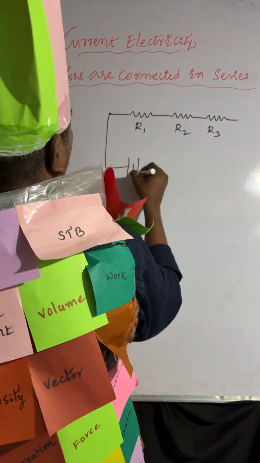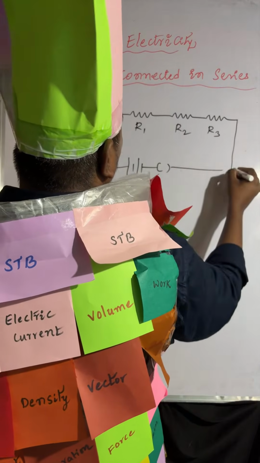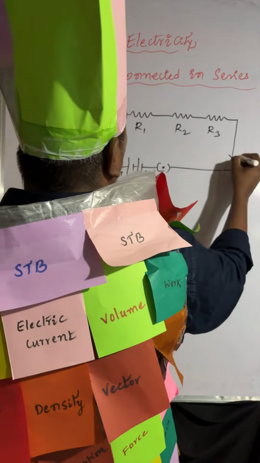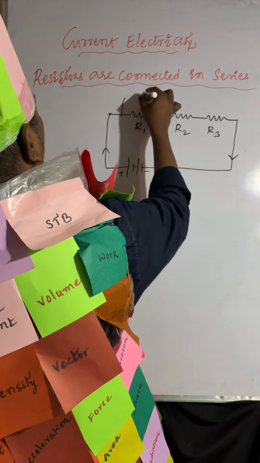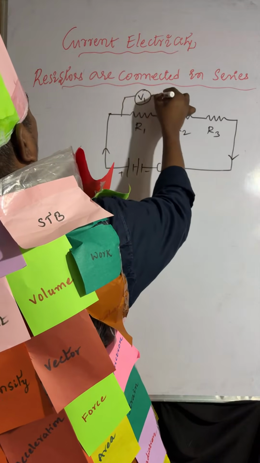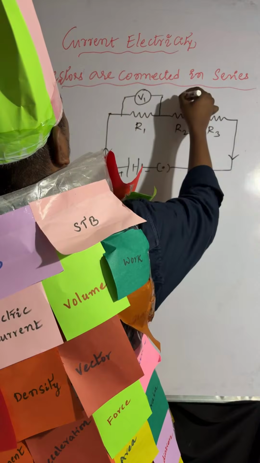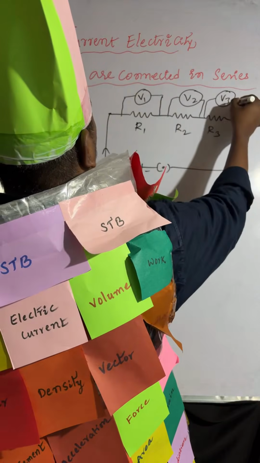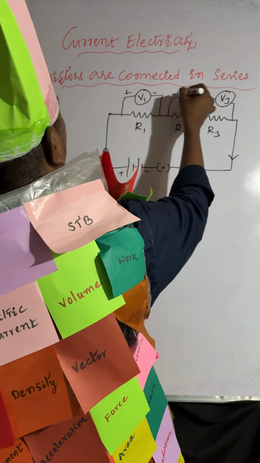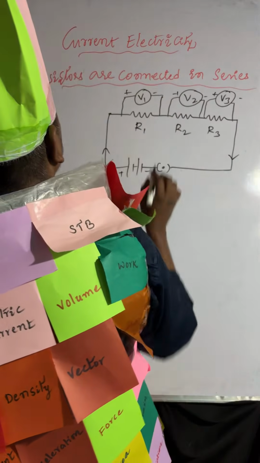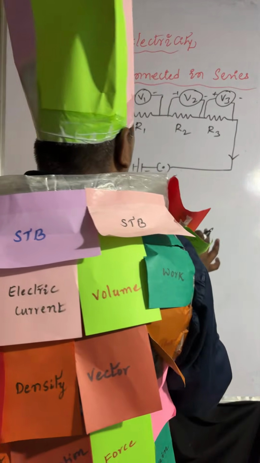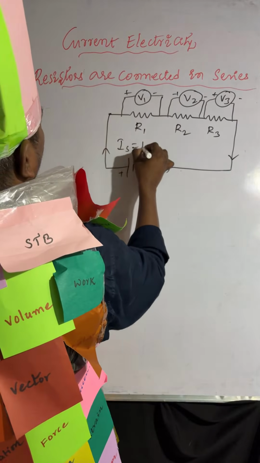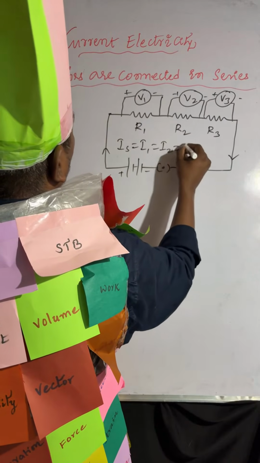Now that is connected to the battery. So positive terminal, negative terminal, current is flowing, charge is flowing here. Across R1 I am connecting V1, across R2 I am connecting V2, across R3 I am connecting V3. Current is flowing like here. Understood or not? So now we can see throughout the path the current is the same: I1 equal to I2 equal to I3 equal to I.